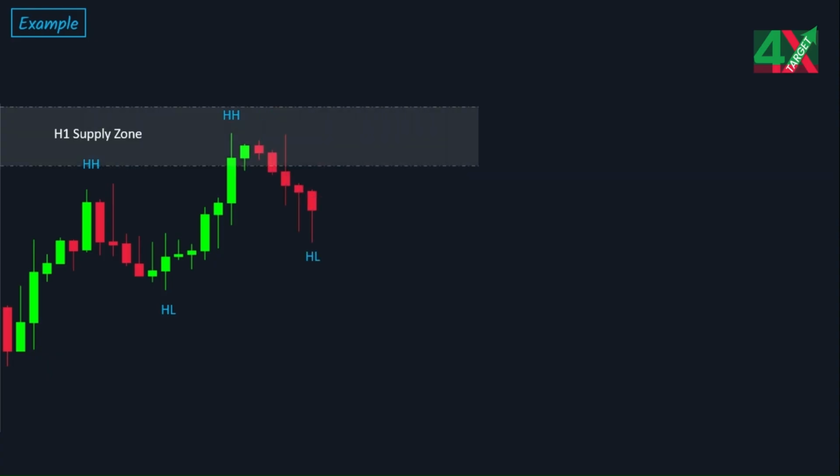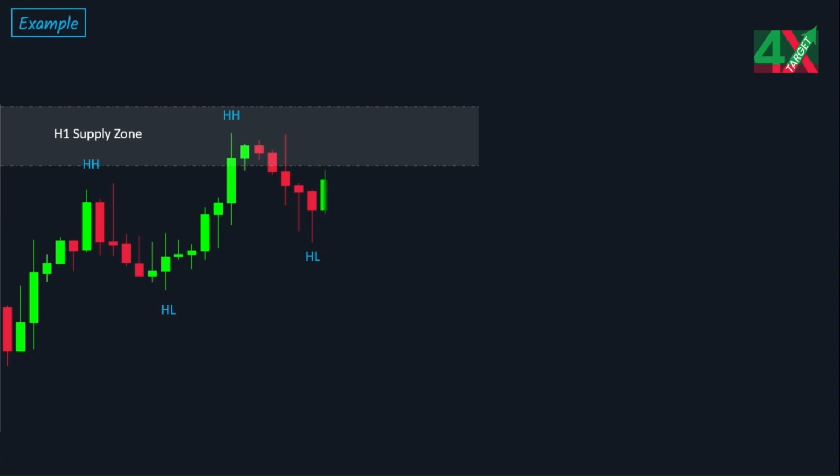Now, let's bring everything together with a real chart example. Here, we're looking at a 15-minute chart of gold. Initially, price is clearly in an uptrend, consistently forming higher highs and higher lows, which confirms bullish market structure. As price continues higher, it eventually taps into a higher timeframe supply zone on the 1-hour chart. This level acts as a major reference point, and price reacts strongly from it, signaling potential institutional interest and the possibility of a shift in direction.